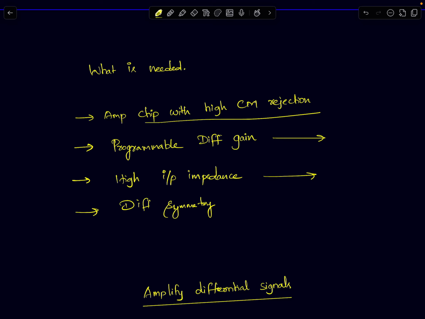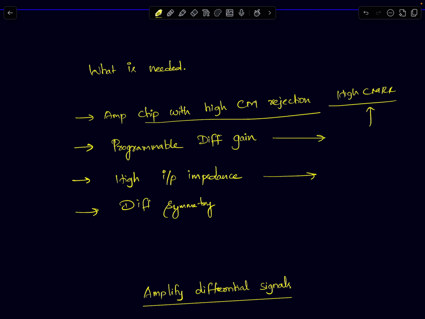So in the previous lecture, we introduced the idea of an instrumentation amplifier. Where is it used? It's a differential amplifier. The unique defining characteristic of an instrumentation amplifier is it should have a very good common mode rejection or a very high PSRR. This is the one defining characteristic of instrumentation amplifiers.